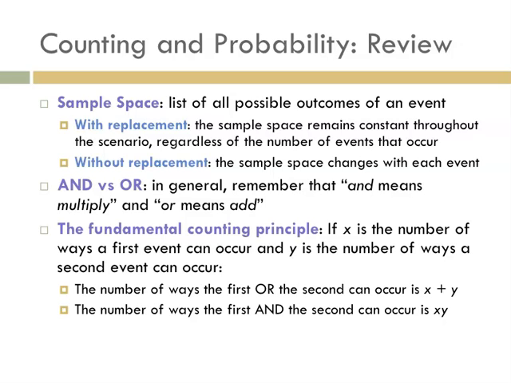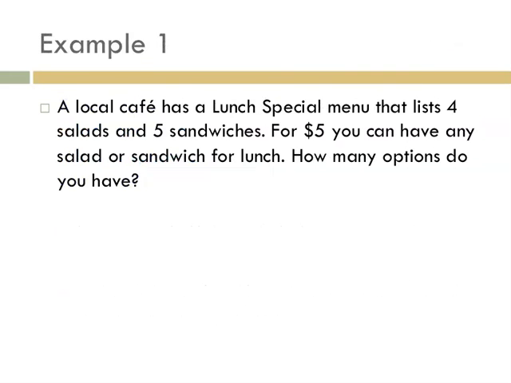Okay, so let's take a look at some simple examples. A local cafe has a lunch special menu that lists 4 salads and 5 sandwiches. For $5, you can have any salad or sandwich for lunch. How many options do you have? Okay, so in this particular case, it does say 4 salads and 5 sandwiches, but what are you looking for? It says you can have any salad or sandwich. How many options do you have?